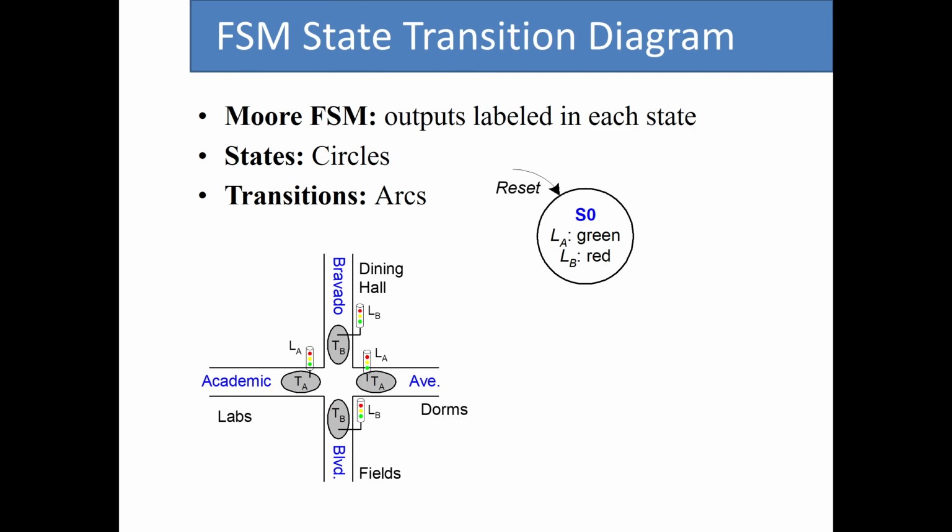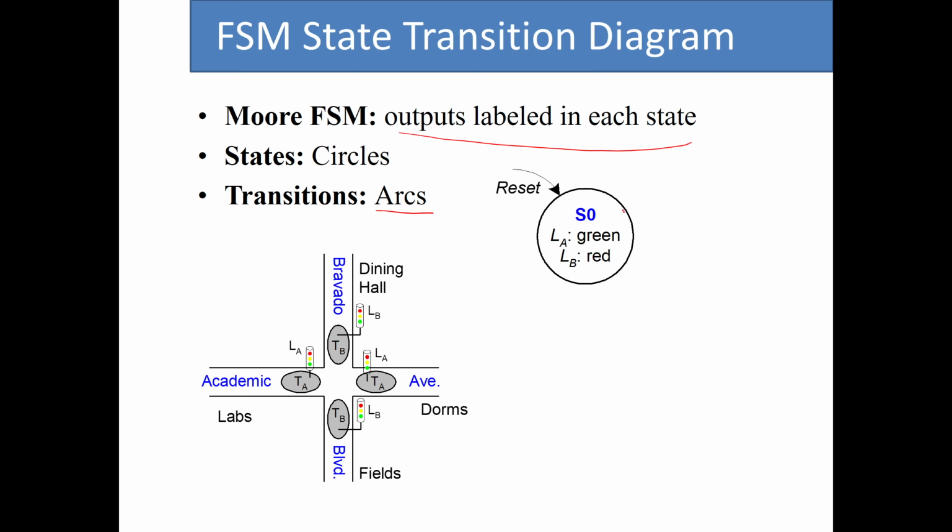So now that we know this, let's just go over the state transition diagram. So for the state transition diagram in Moore FSMs, we label outputs in each state, and the way that we represent a state is by circles. So we draw a circle, we give it a name, and that will be one of the states that we have for our circuit. As for transitioning between different states, we use arcs to represent those transitions.